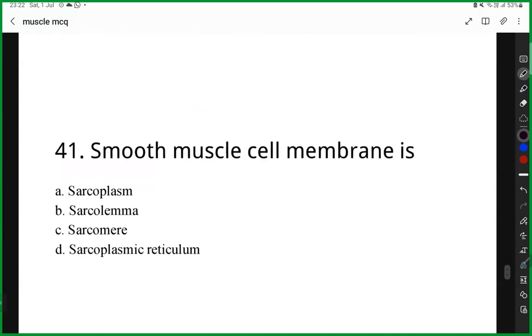Now, the smooth muscle cell membrane is again going to be called a sarcolemma. Like the skeletal muscle cell membrane, for smooth muscle cell membrane as well, we name it sarcolemma.